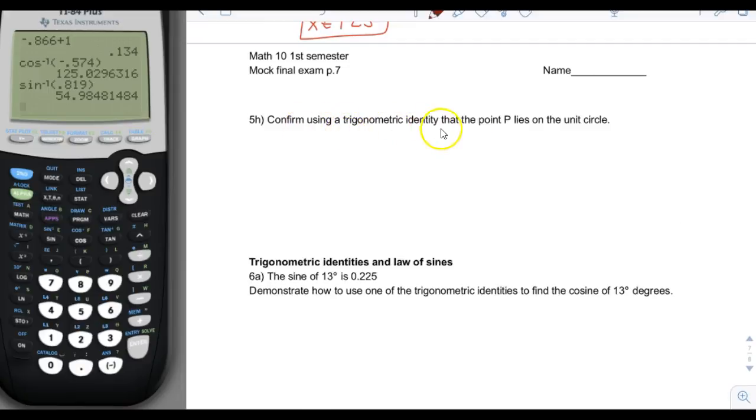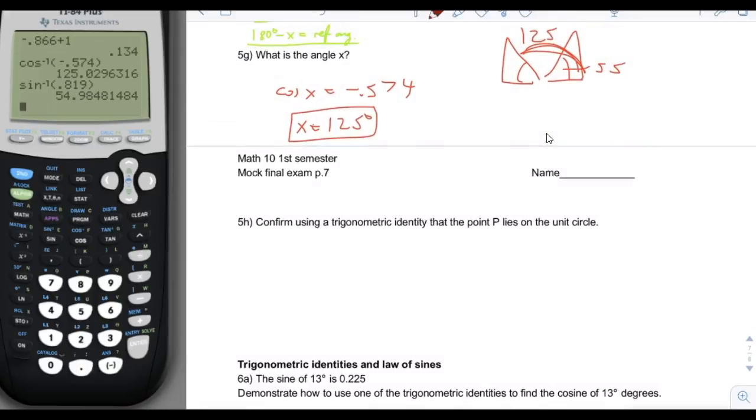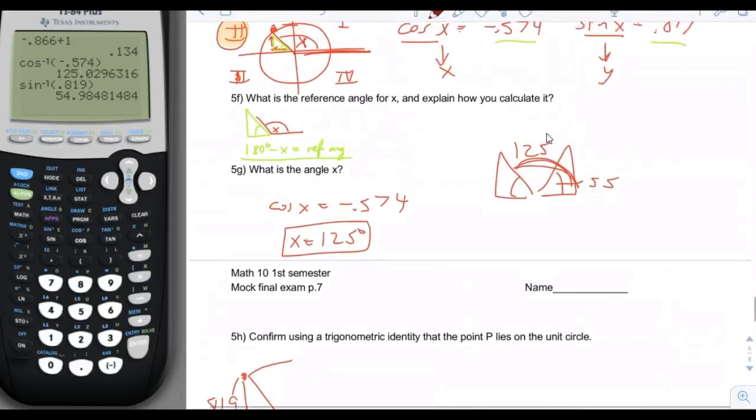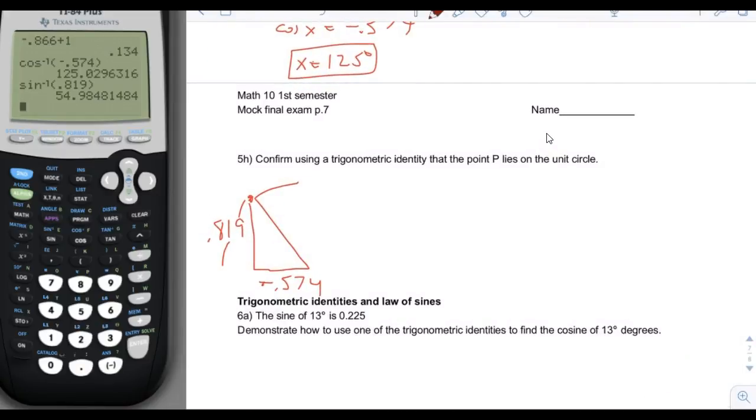Let's finish up the last part for this one. Confirm using a trigonometric identity that the point P lies on the unit circle. We know that the point P has the coordinates negative 0.574 and 0.819. How can we confirm that that is really on the unit circle? What if we didn't trust whoever gave us this data? Well, remember Pythagorean's theorem. This is a right triangle, and we know that the hypotenuse is 1 because it's a unit circle. We can use Pythagorean's theorem to confirm this.